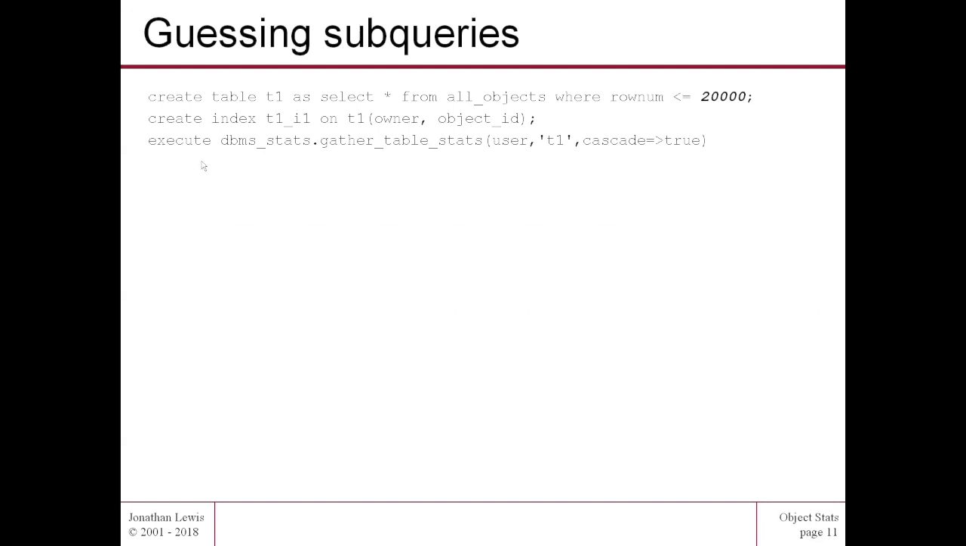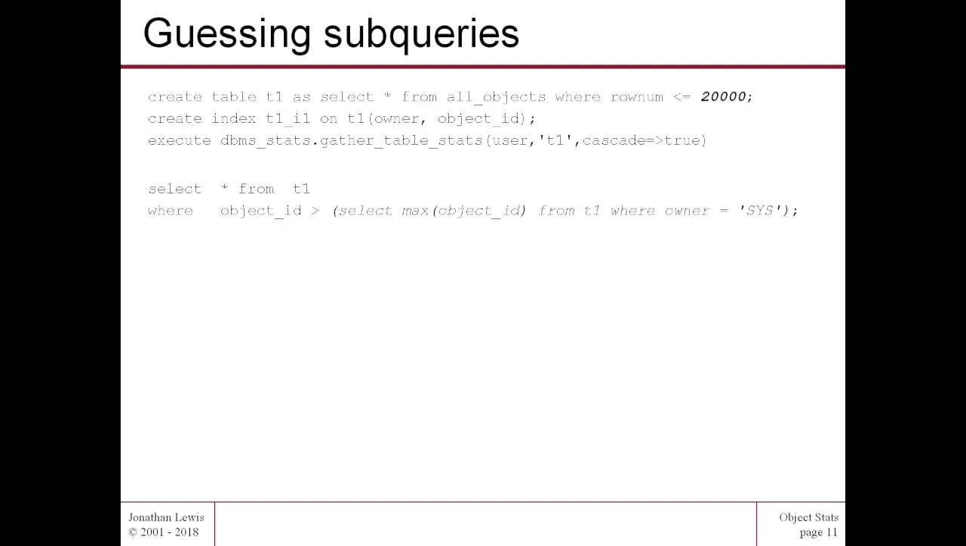I've created here, very compact, a table where I've gone to all objects and said, copy the first 20,000 rows. And I've created an index on the column owner object ID. And I've gathered stats, including on the index, cascade true. So now I'm going to run a query, which I think you can all work out the answer to. Select from this table where the object ID is larger than the maximum object ID in this table for sys.